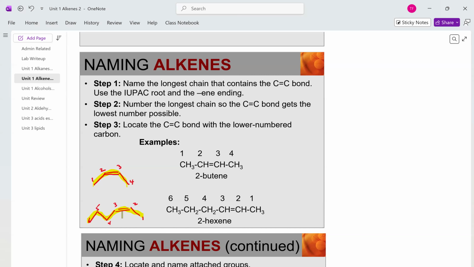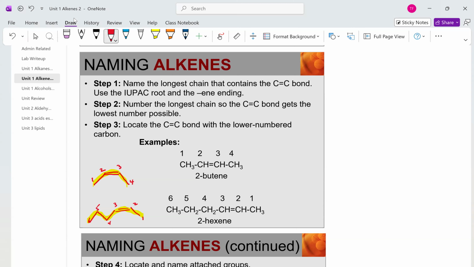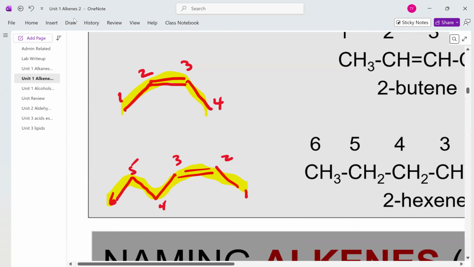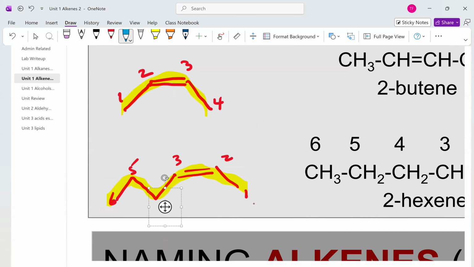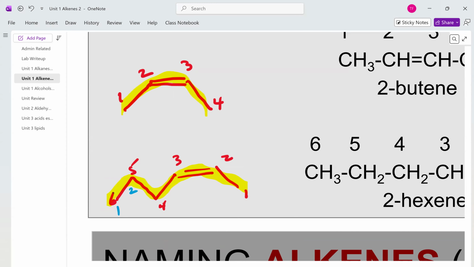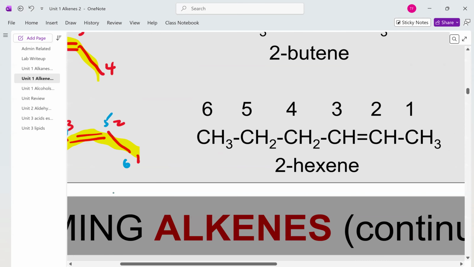So in this case here, we numbered from right to left. If we numbered from left to right, the double bond would be in the higher numbers. So when you name this stuff, you name it where the double bond starts. Here it starts at carbon number 2, the red. The blue starts at carbon number 4. So the 2 is smaller. So that's why we would name this 2-hexene.